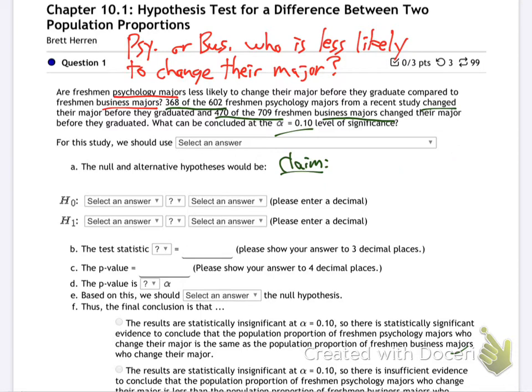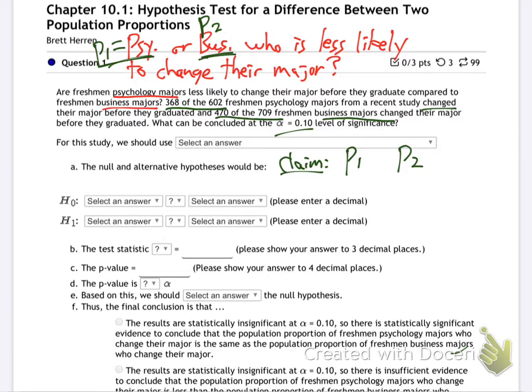Well, on this one, there's not just one group, but there's two. So we're going to say p1 and p2. We're comparing two populations. We're going to let p1 be the proportion of psych majors and p2 be the proportion of business majors that change their major before they graduate. Does this make sense? What's new in this chapter is we'll have two groups. p1 is the psych majors, p2 is the business majors.